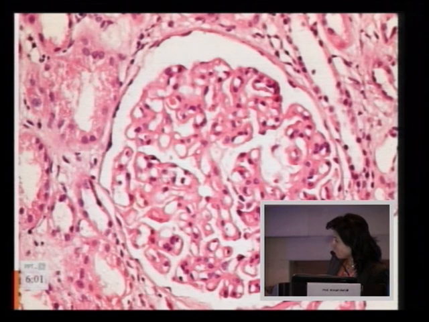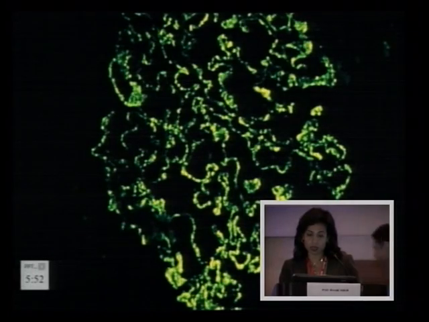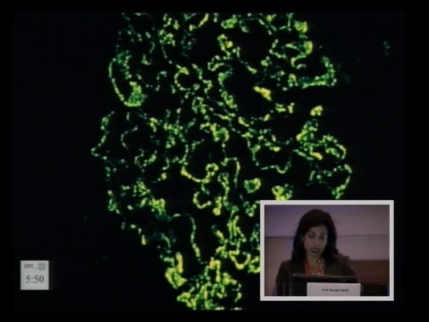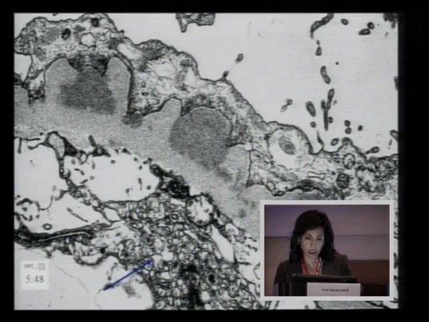This is a glomerulus with just membrane thickening, diffuse basement membrane thickening. Notice here we have no proliferation, no neutrophils, nothing, and this is membranous GN. This is by immunofluorescence. These are IgG deposits.